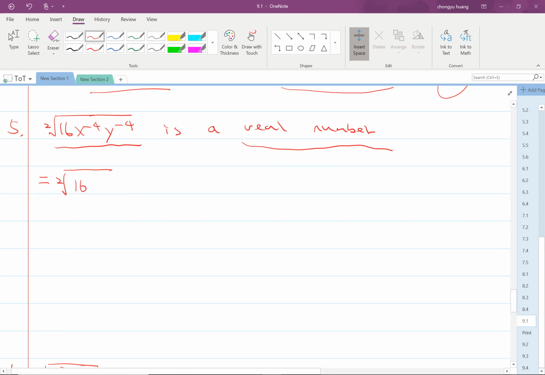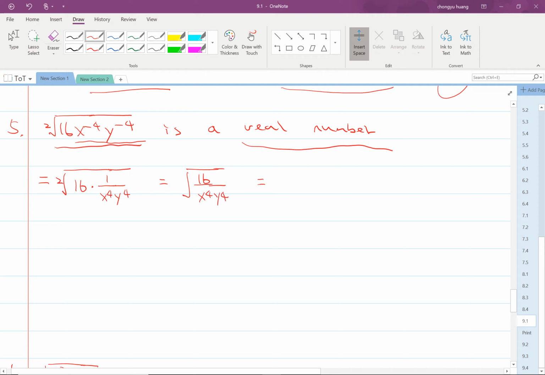So we have 16. As you know, we have x to the power -4 and y to the power -4. So this basically becomes 1 over x to the power 4, y to the power 4, right? So you simplify a little bit: x to the power -4 and y to the power -4 become 1 over x to the power 4, y to the power 4. After that, you write it down.